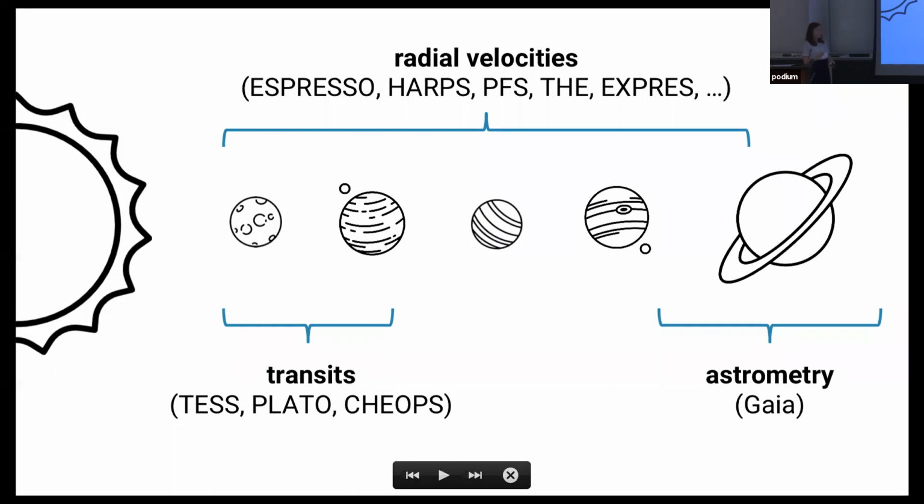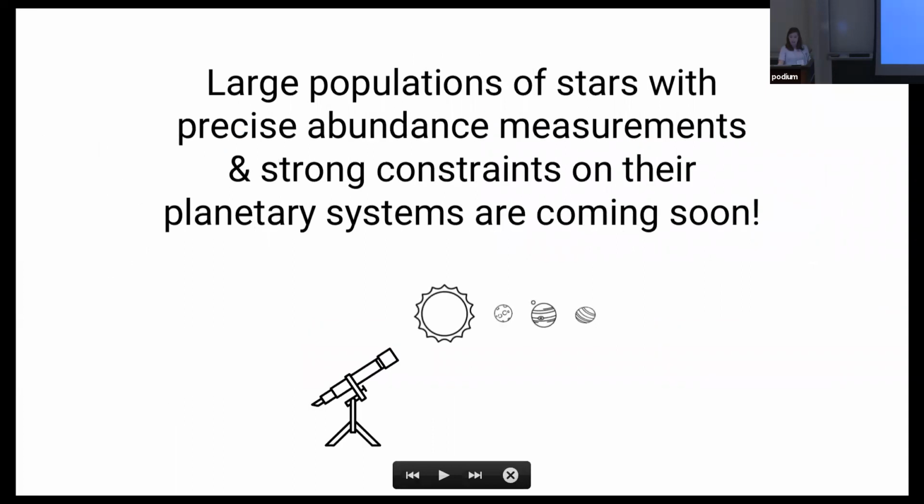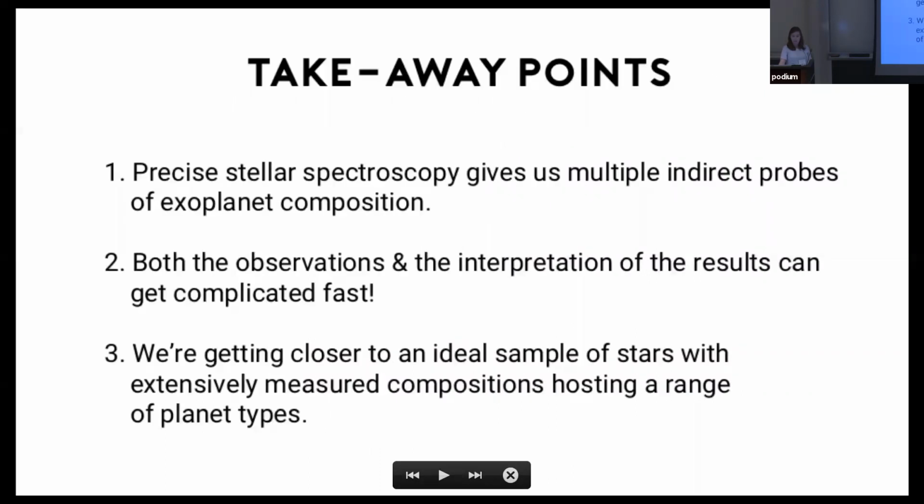So while a lot of the things that I was talking about were with caveats, these are what the data say, but we don't know how far we can trust these things to tell us fundamental physical connections to planet formation, I think we're getting a lot closer in the near future to being able to actually make these inferences and test our hypotheses in terms of the connections between stars and planets. So yeah, these large populations are coming very soon.